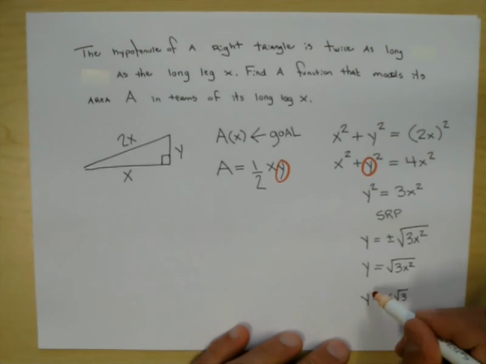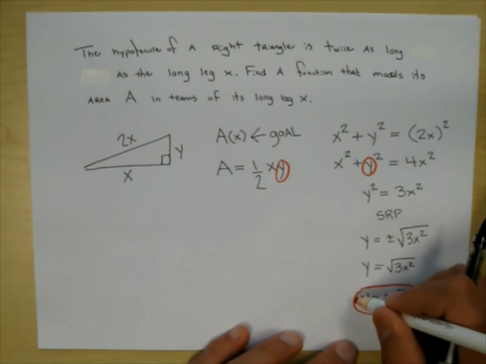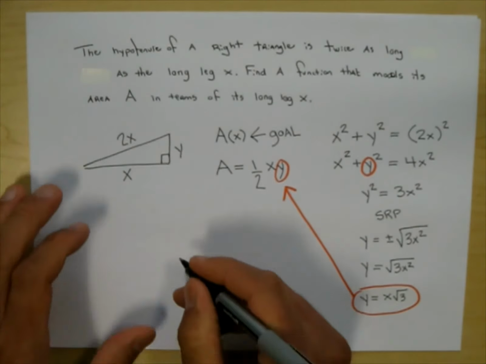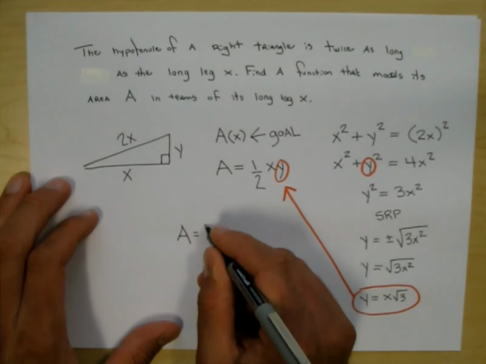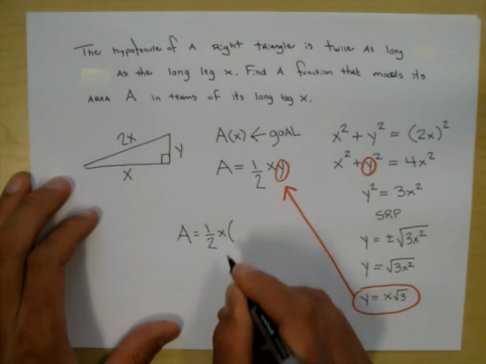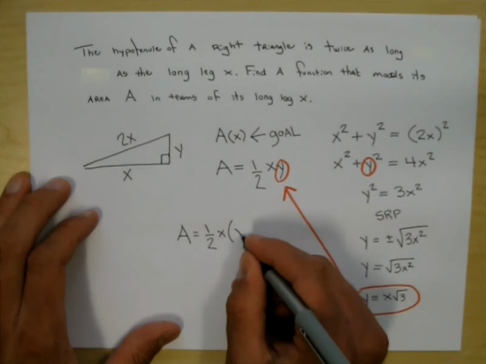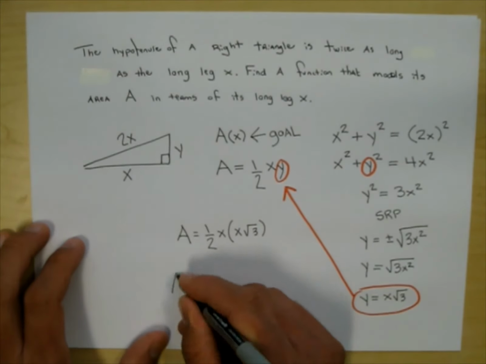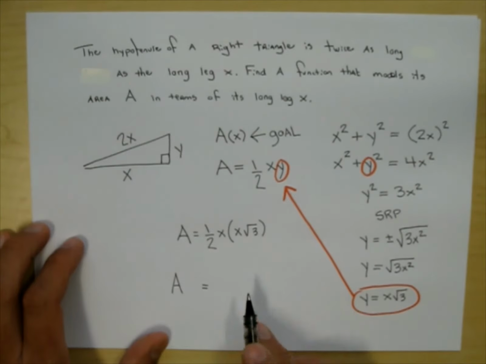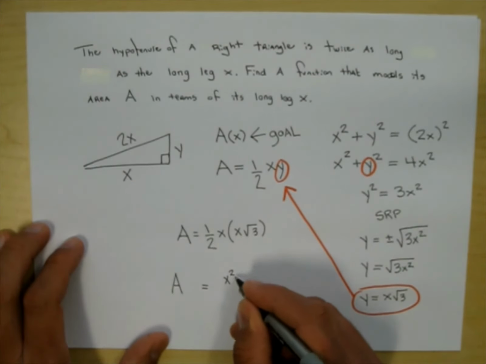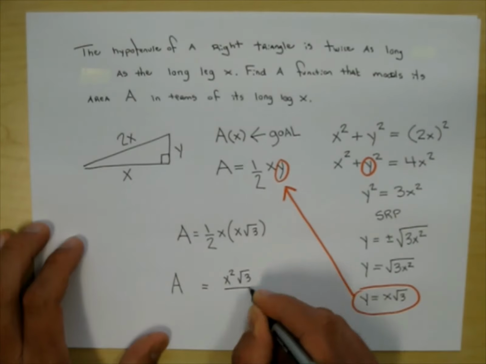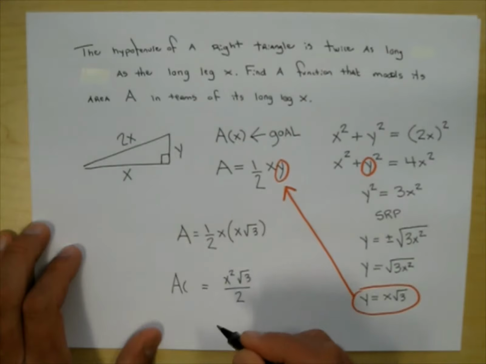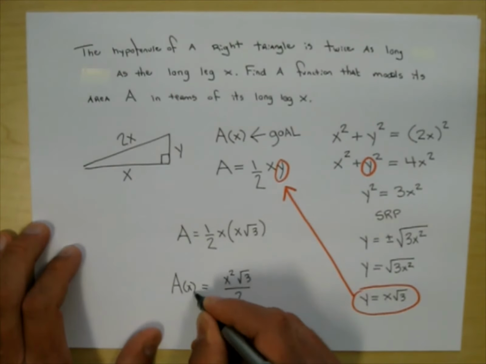So we have solved for y. We're going to put it back up into this area equation. The area equals 1/2 x times what y is, which is x root 3. So the area is, see on the top we have an x squared and a root 3, and on the bottom we have a 2. And if you want, it's optional, you can say A of x equals.